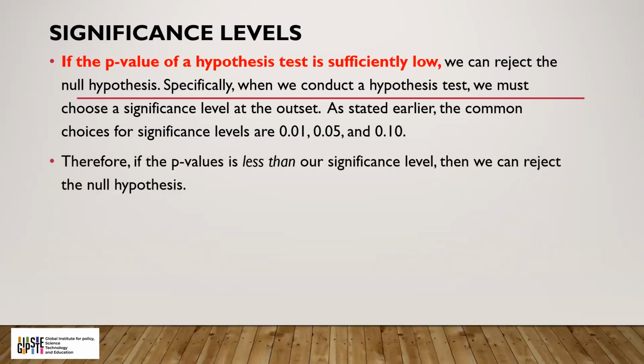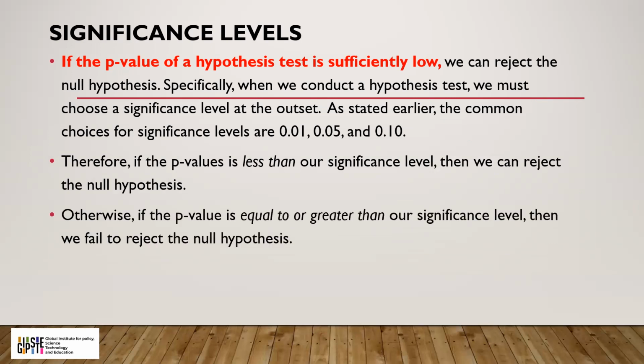Therefore, if the p-value is less than our significant level, then we can reject the null hypothesis and accept the alternate hypothesis. Otherwise, if the p-value is equal to or greater than our significant level, then we fail to reject the null hypothesis. That is, if the p-value is greater than the significant level, then you fail to reject the null hypothesis.